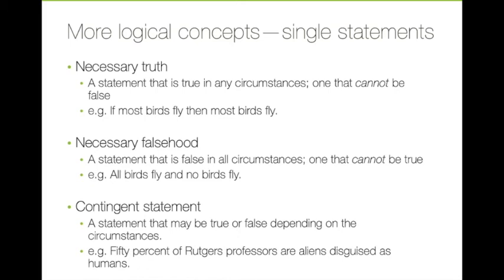Necessary truths and necessary falsehoods are outliers. Most statements are contingent. Either they're true, but they could as well have been false, or they're false and could as well have been true. So a contingent statement is one that may be true or false depending on the circumstances. For example, 50% of Rutgers professors are aliens disguised as humans. This statement is false. You probably find it pretty implausible. But there's nothing illogical about this statement being true. It could be true. We can imagine circumstances where it is true, it just happens to be false in the world that we live in. So this is a contingent statement.